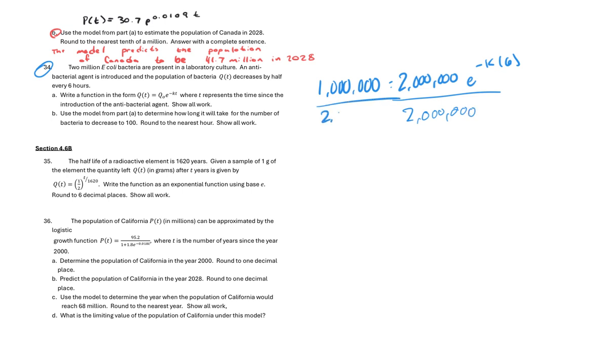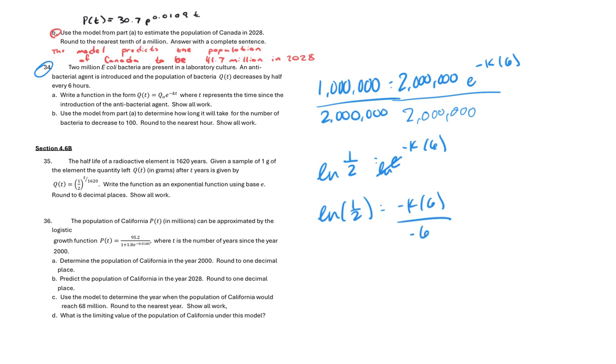Divide by 2 million. So we're going to get 1/2 is equal to e to the negative k to the 6. And we're going to take the natural log of both sides so that these cancel. Natural log of 1/2 is equal to negative k times 6. And then we're going to divide this by negative 6. So then we get k is equal to the natural log of 1/2 over negative 6.